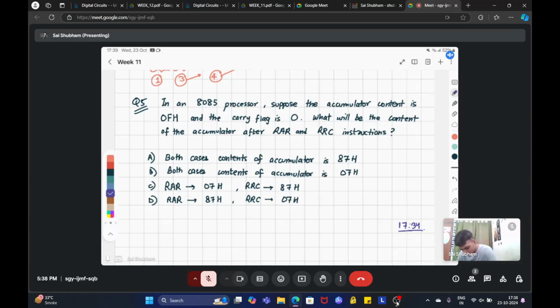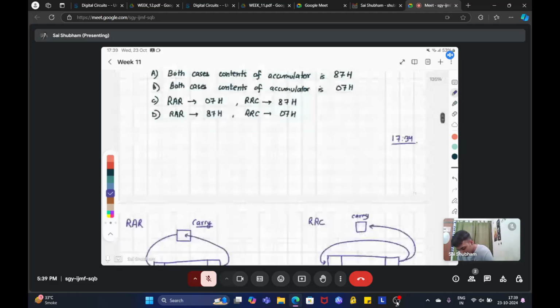So let's look at the solution right now. It says that the accumulated content is 0FH. H represents that the data is in hexadecimal. So the content is 0F. Now the carry flag is 0. So what do we have here?